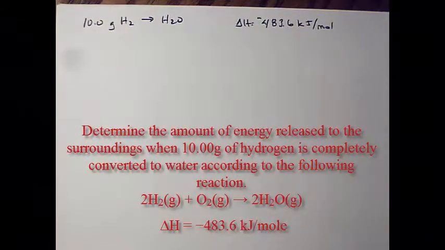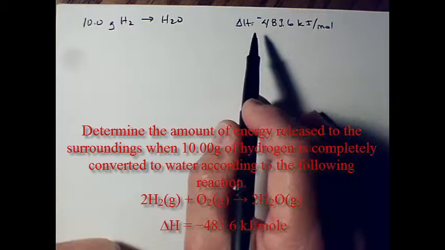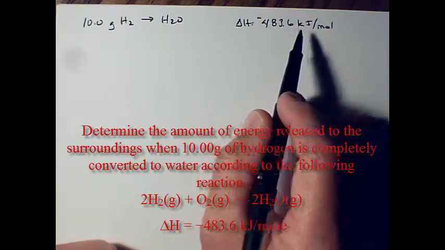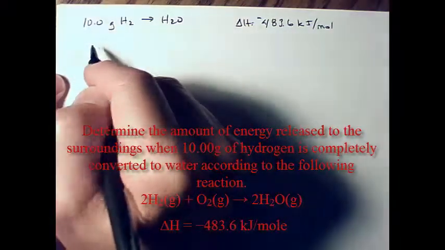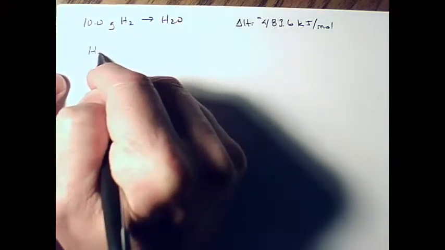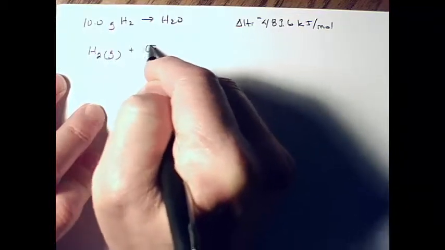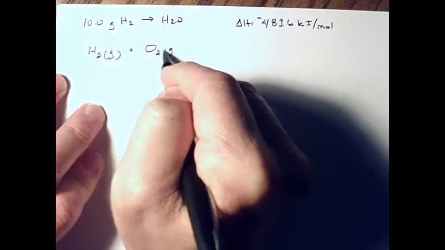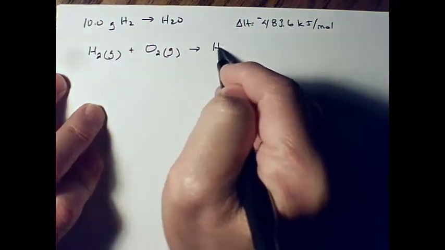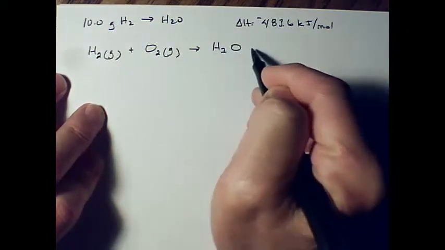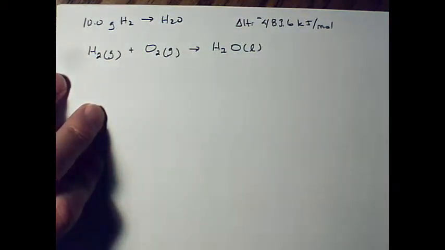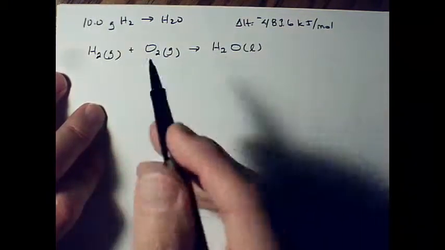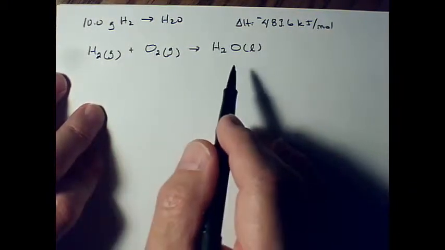The question is, if we start with 10 grams of hydrogen and we convert it into water, how much energy is released? And it gives you the delta H, and it says that's negative 483.6 kilojoules per mole. So the reaction that produces water, we'd have hydrogen gas, we'd have oxygen gas, because basically what you're doing is combusting it or burning it, and you're getting water. You show that as either a liquid or gas. Depending on certain conditions, you could do either one actually.